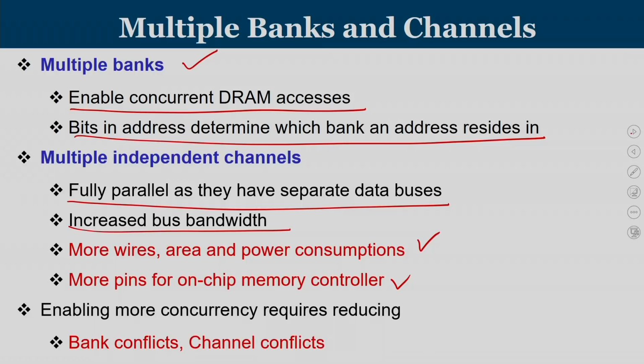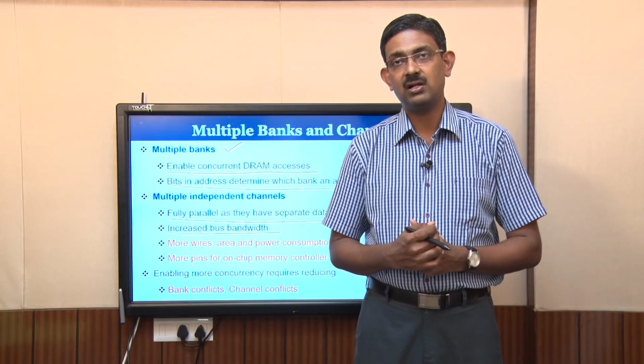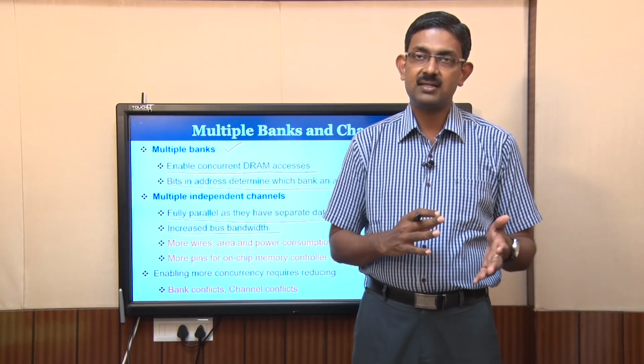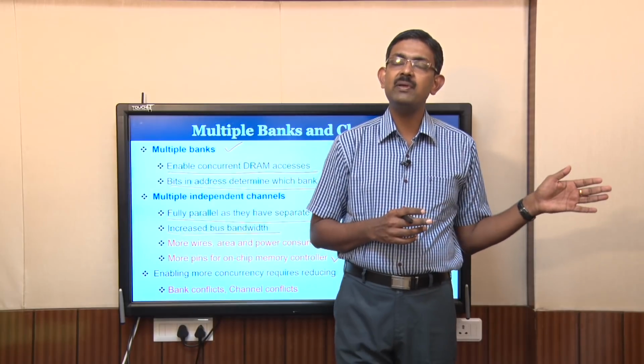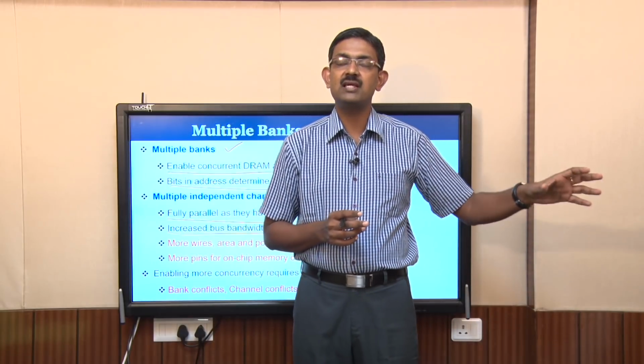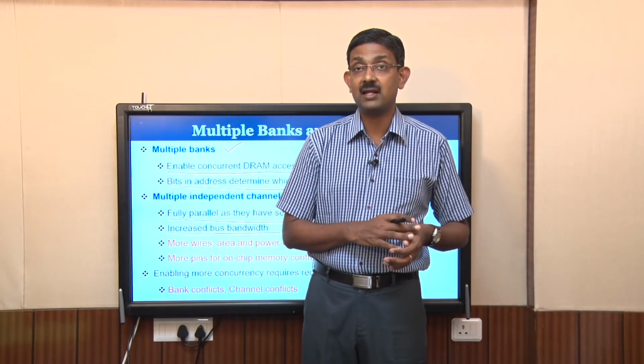Now, when you deal with bank conflict and channel conflict, what are essentially conflicts? Two addresses are coming. Let's say these two addresses belong to the same channel. So even though you have a multi-channel DRAM system, if the incoming addresses to the DRAM controller are in a pattern such that both addresses belong to the same channel, then DRAM can access these locations only one after another, because they belong to the same channel.